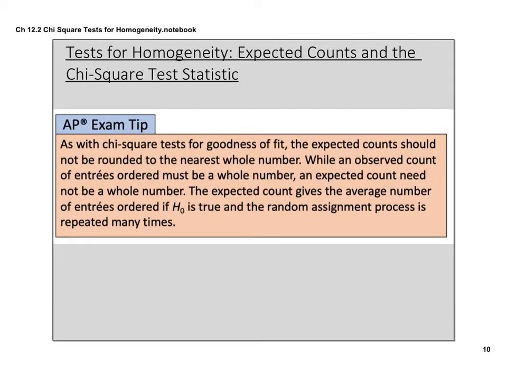All right, so here's your AP exam tip, the first of many in this section. It says, as with chi-square tests for goodness of fit, the expected counts should not be rounded to the nearest whole number. While an observed count of entrees ordered must be a whole number, an expected count need not be a whole number. The expected count gives the average number of entrees ordered if the null is true and the random assignment process is repeated many times. So if the random assignment process is repeated many times, then it's possible for you to have an expected count that is not a whole number.